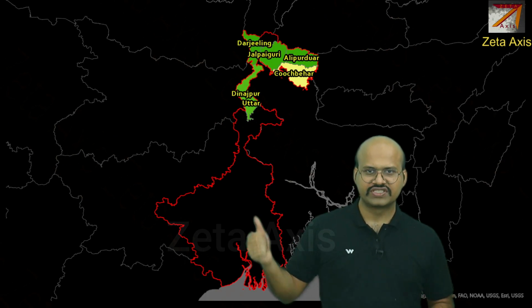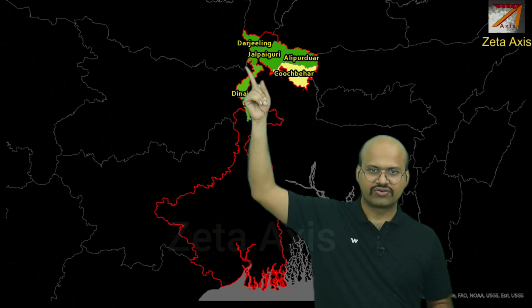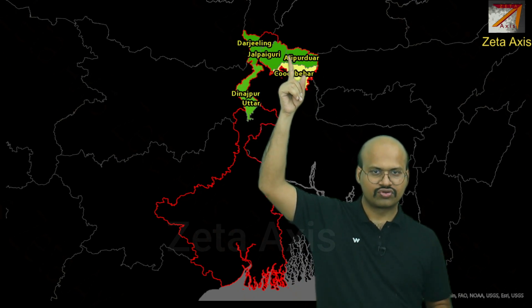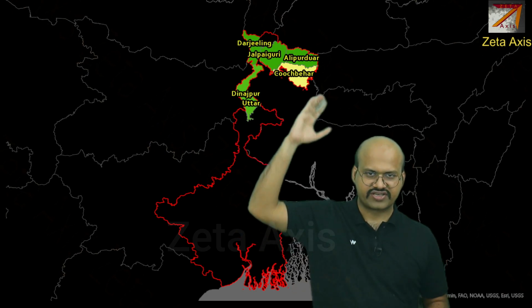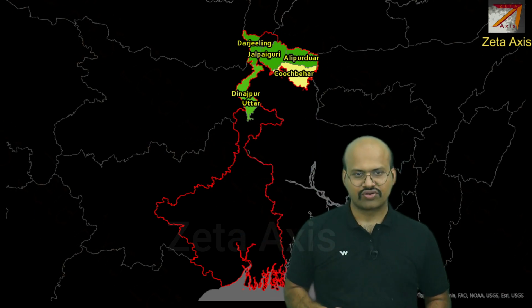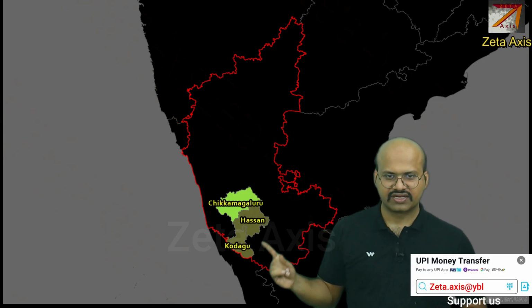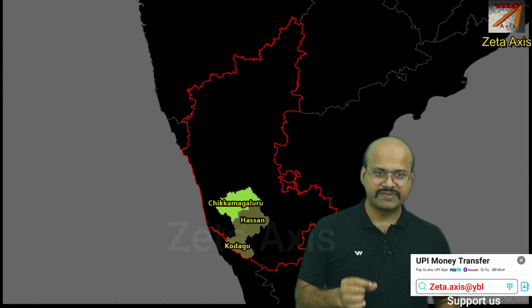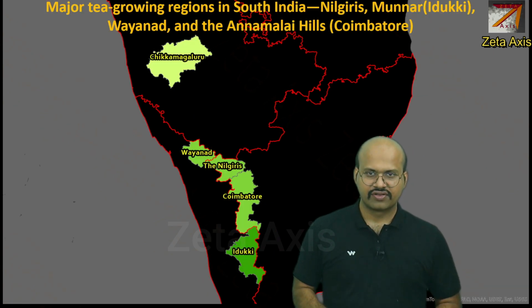In West Bengal, we see the districts in the northern region, that is Darjeeling, Jalpaiguri, Alipurduar, Coach Bihar, and Uttar Dinajpur. All these districts produce a significant amount of tea. Within Karnataka, we have Chikmagalur, Hassan, and Kodagu as major tea producing regions. However, Chikmagalur has the highest contribution.